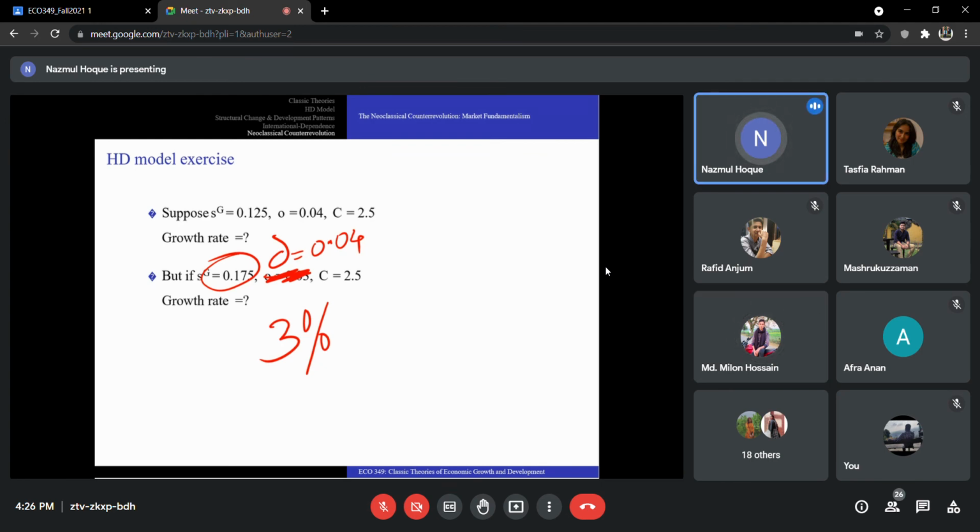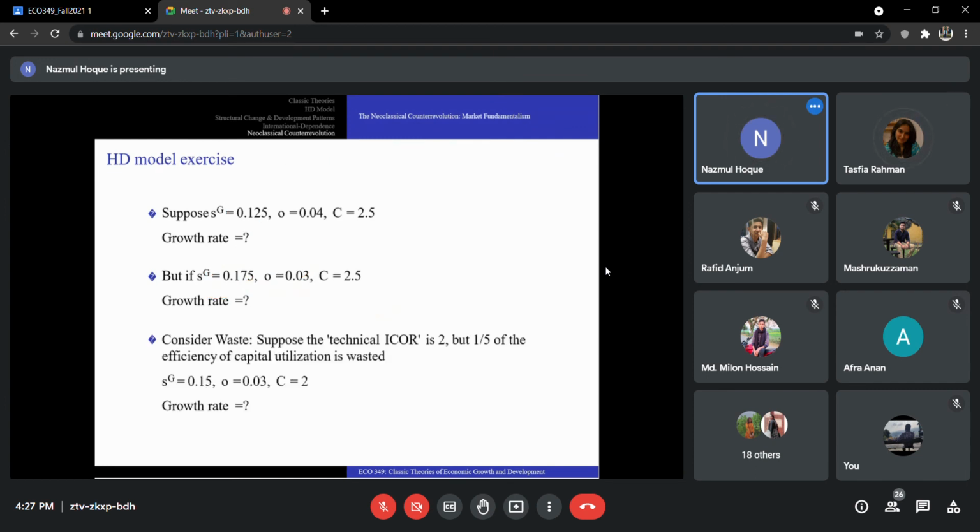So as you can see, countries with a higher savings rate are actually growing at a higher rate, right? In this one, 12.5% savings rate, growth rate 1%. In this one, 17.5%, growth rate 3%. So a higher savings rate indicates a higher growth rate. Okay.